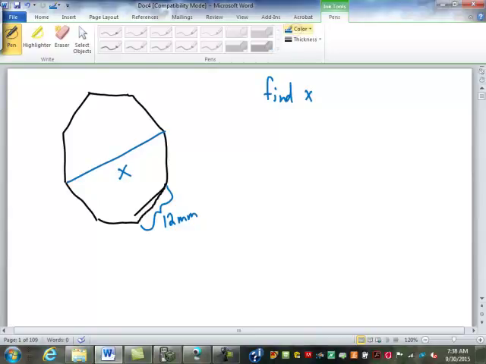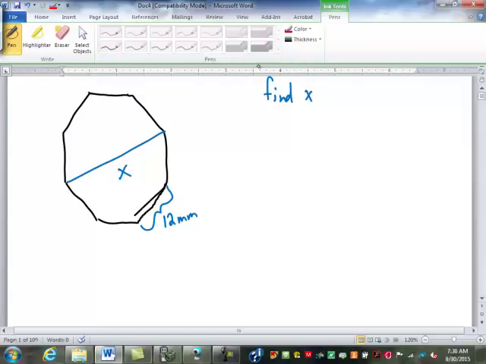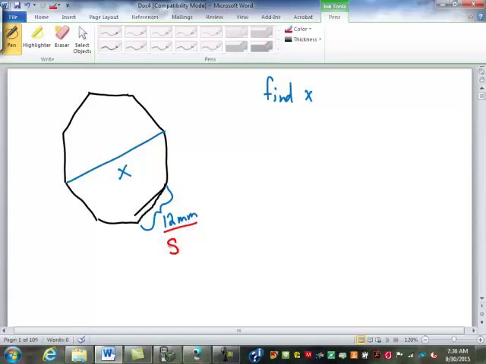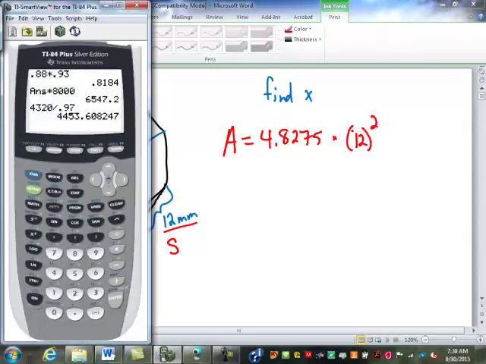Okay, so to find x here, first thing we're going to do is find the area using the 12 millimeters. 12 is what dimension? The side, so what we refer to as S. So what's the formula to find the area from the side? 4.8275 times S squared. So this will be times 12 squared. I'm not even going to try to do that in my head.